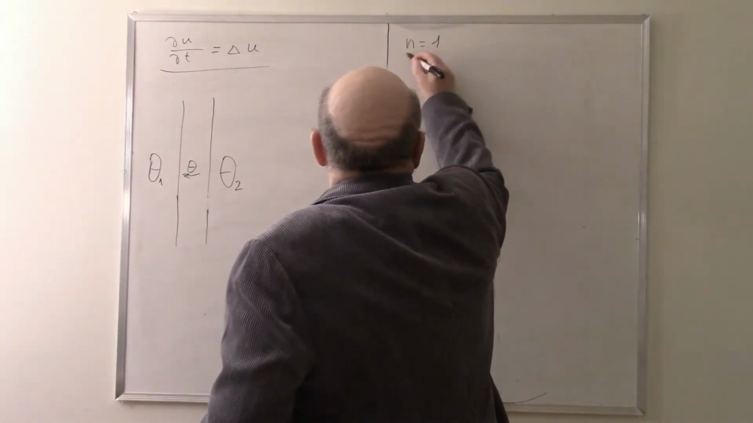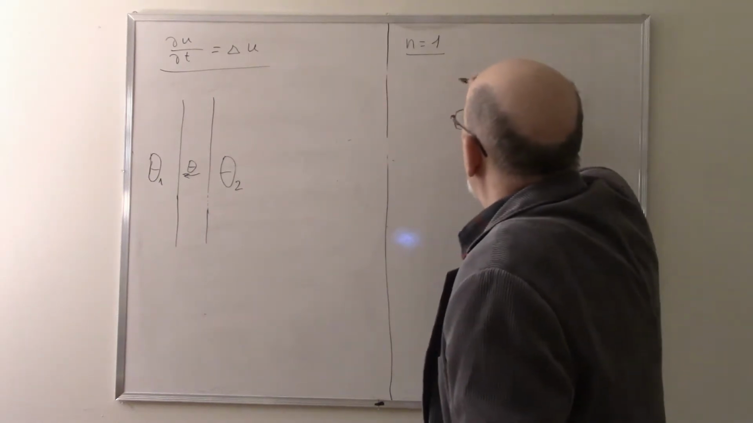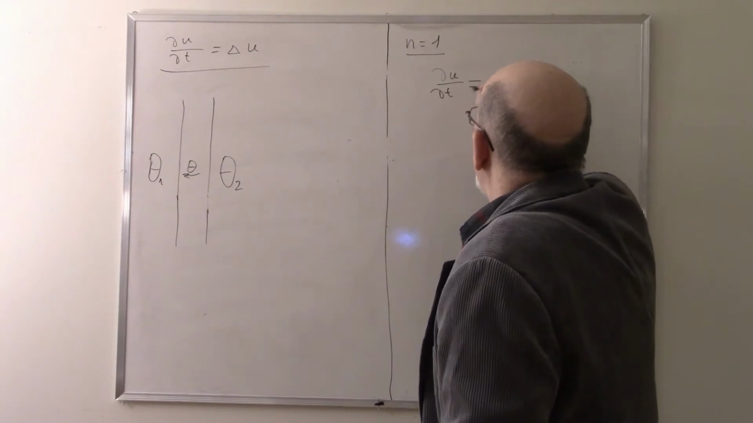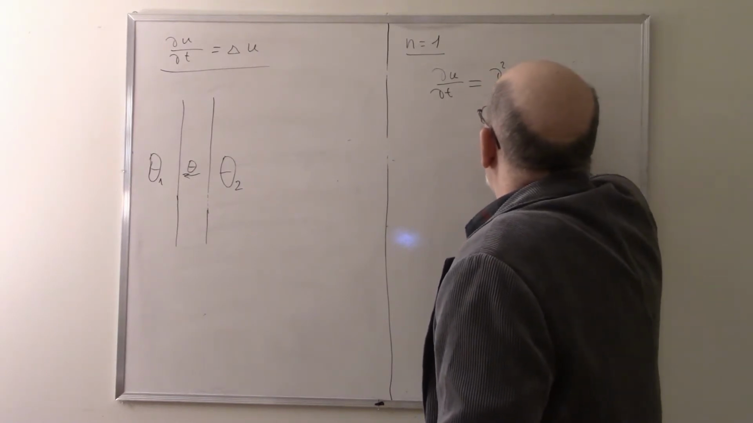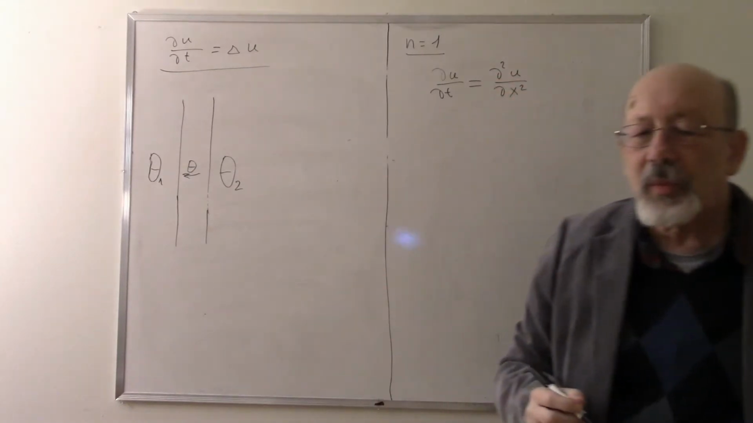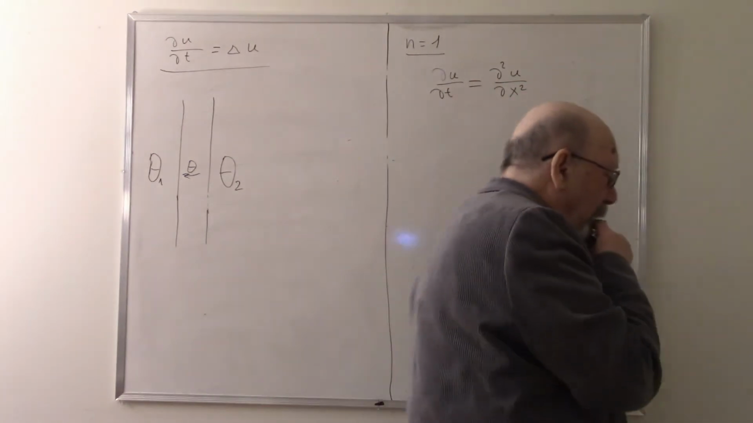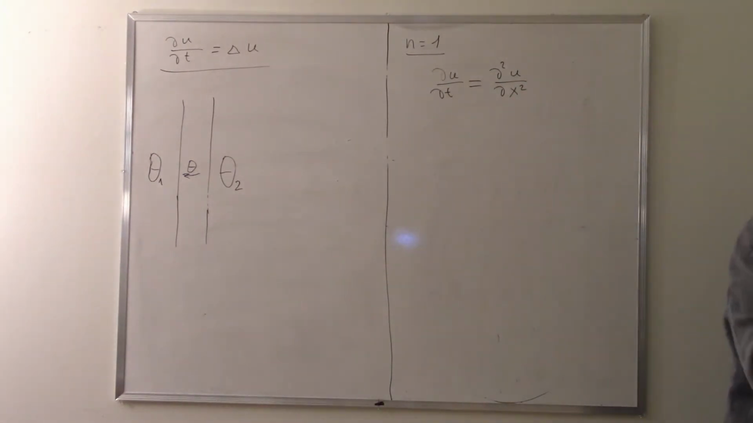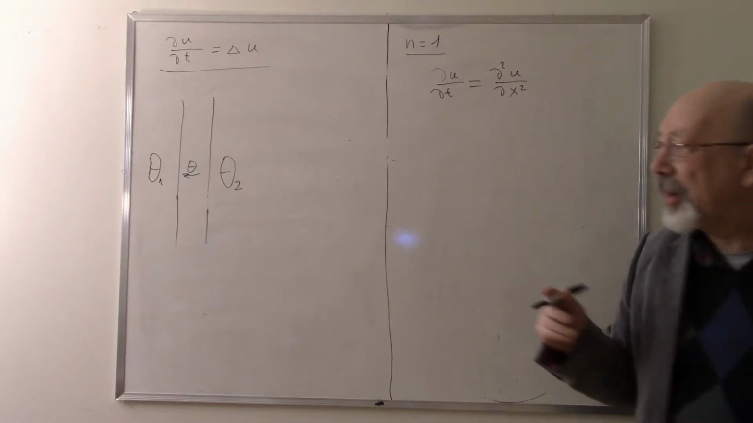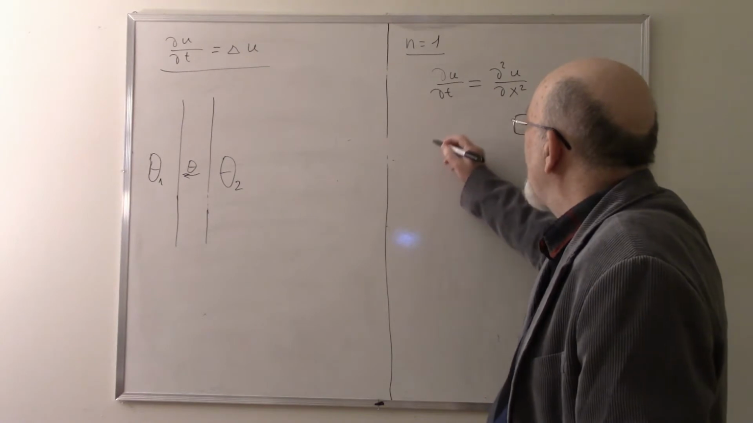N equals 1. So the equation looks as follows: du/dt equals d²u/dx². And we are going to solve this problem. For the heat equation, we consider from the beginning the initial value problem.